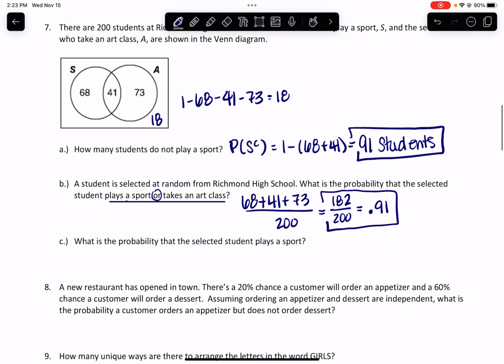Okay, what is the probability that the student plays a sport? That is just the sport circle. So 68 plus 41 over 200, which is 109 divided by 200, which is 0.545.